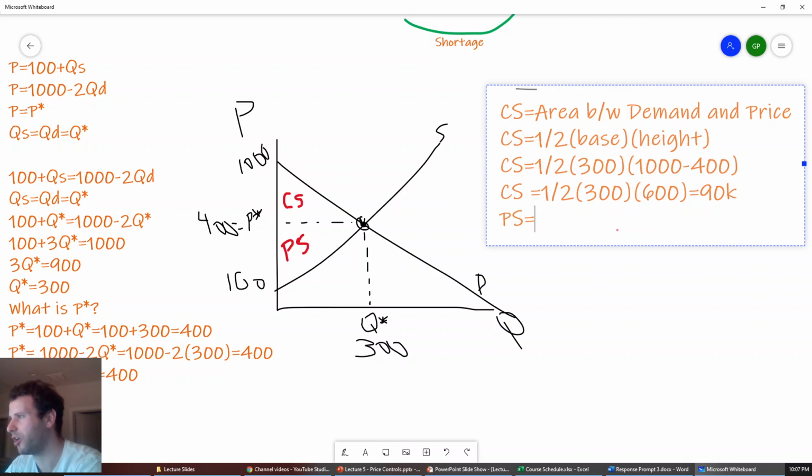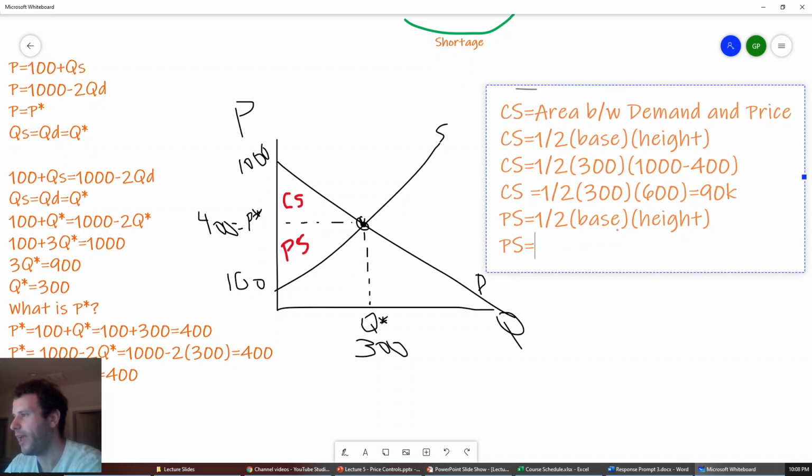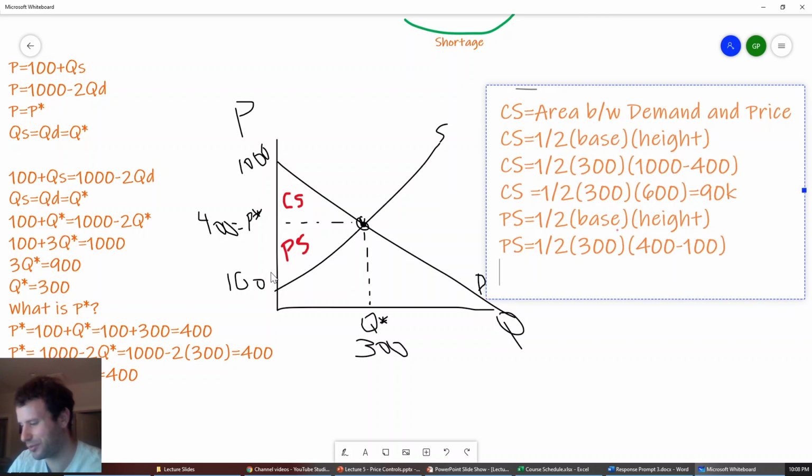What about producer surplus? It's also a triangle, so it's going to be 1/2 base times height. Okay. And you have 1/2. What's your base? It's going to be 300, your Q star. Okay, what about your height? Well, your height goes from this point to this point. Oh, excuse me, it should be 400 minus 100, which is a vertical distance of 300.